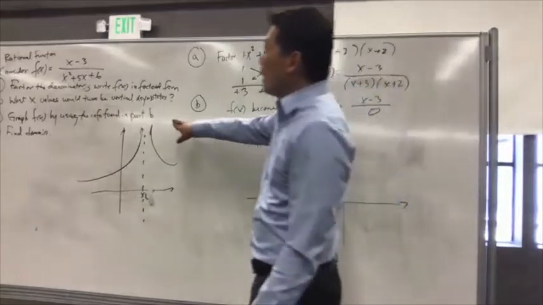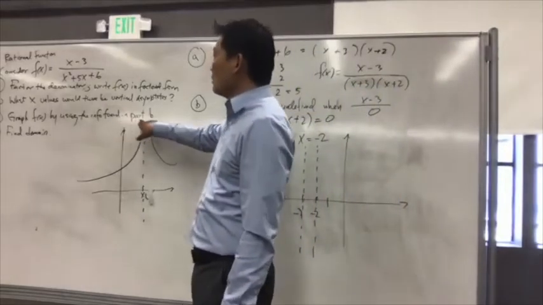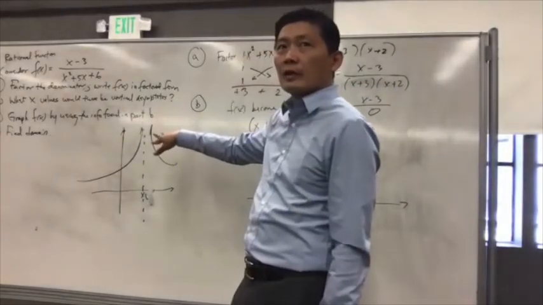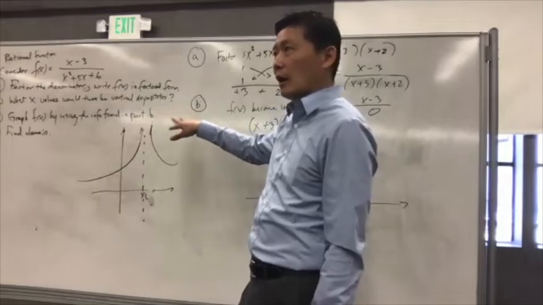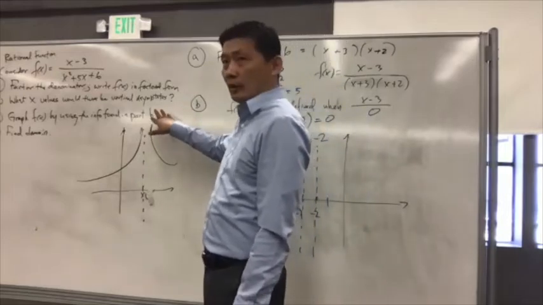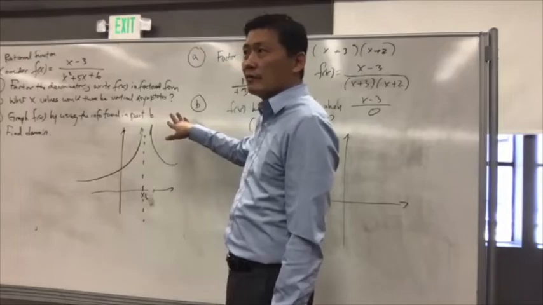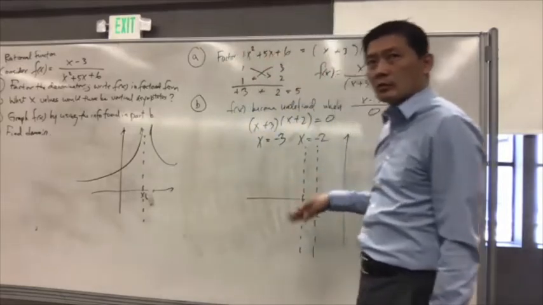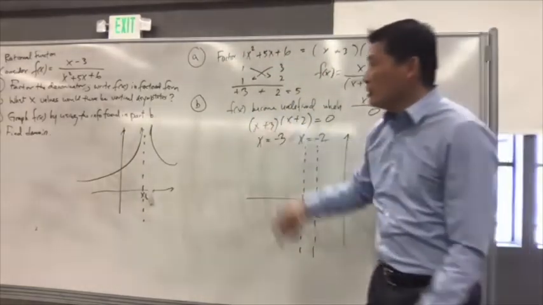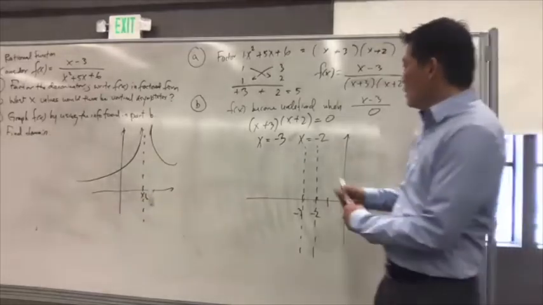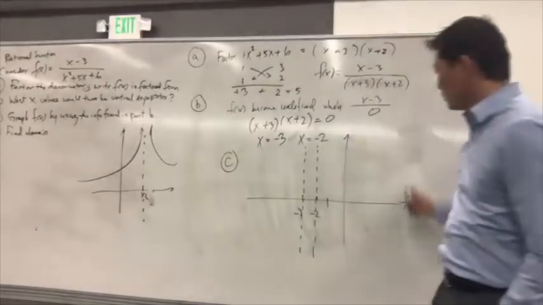Part C says graph f of x using the information found in part B. So this is the whole thing, not using a calculator at all at the moment. I'm testing you to see if you're able to reason your way through this problem. Now, part C is very simple. Imagine this is already part C.